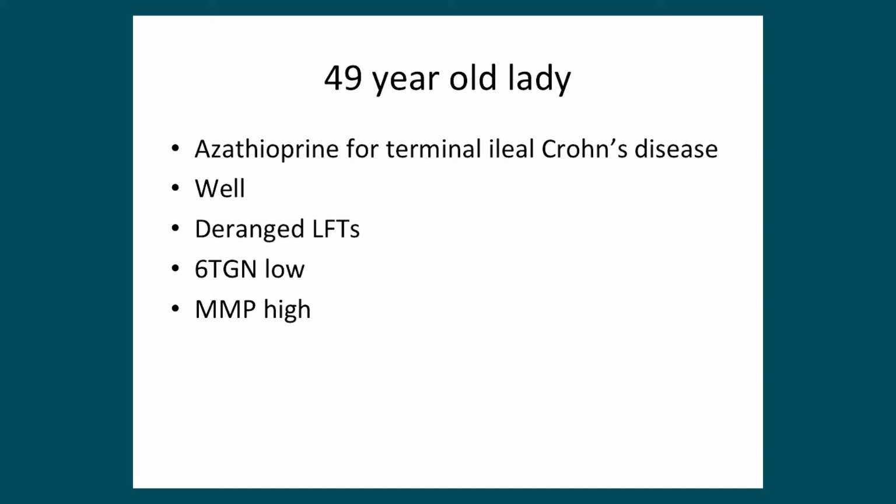But when I got her bloods back, her LFTs were deranged. So I managed to get her back to the day unit and we repeated her bloods and took the opportunity to get her thiopurine levels. Her 6-TGN was below the normal range, but her MMP was high. At the moment her azathioprine is stopped, but I'm just wondering, what should I do with her azathioprine?